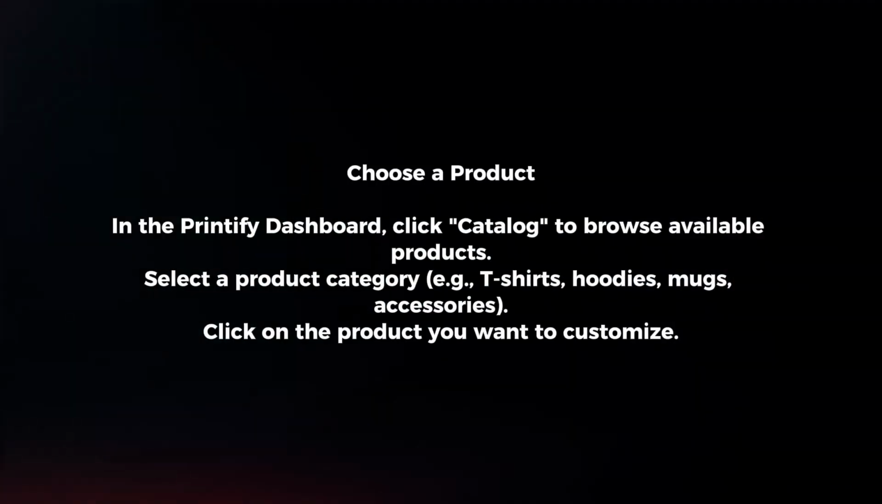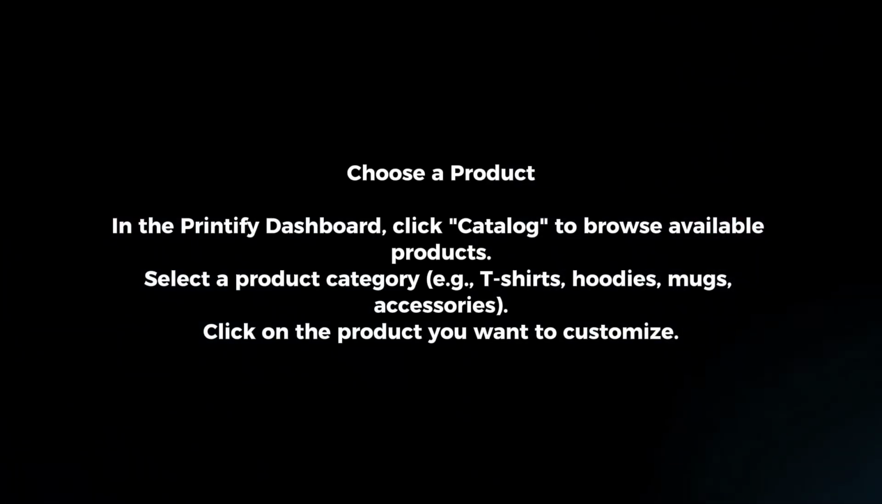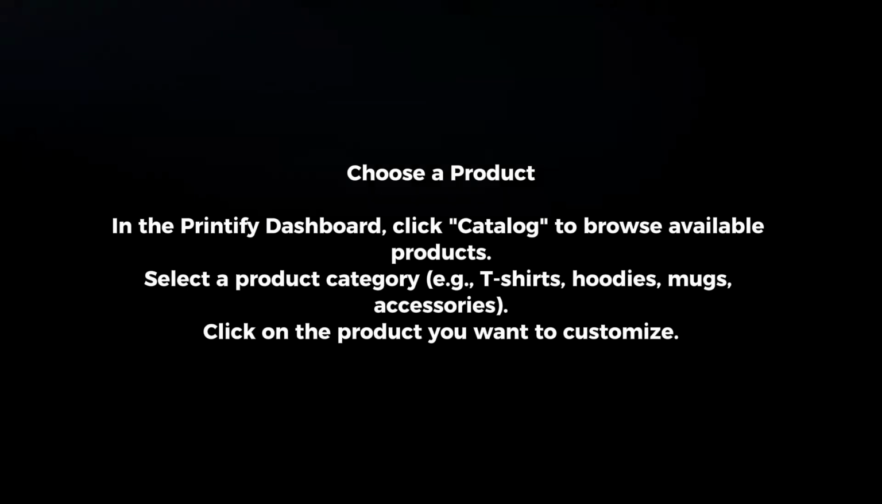Choose a product. In the Printify dashboard, click Catalog to browse available products. Select the product category. Click on the product you want to customize.